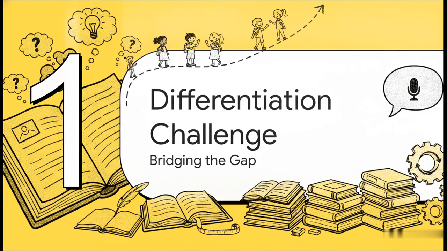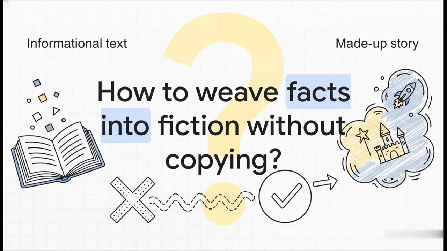Let's be real. Teaching narrative writing with sources is incredibly tough, especially because you've got students sitting in the exact same room operating at vastly different reading and writing levels. How do we actually teach them to blend facts into fiction without just straight-up copying? That is the million-dollar question, right?